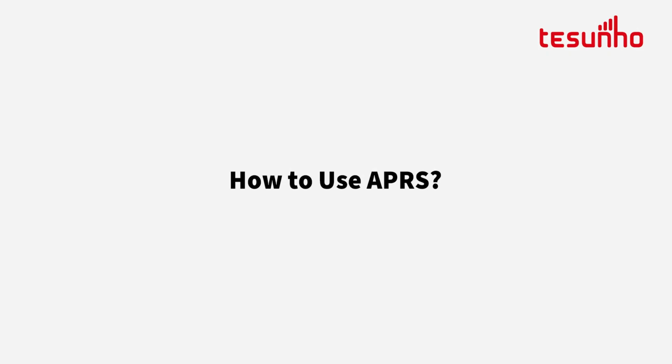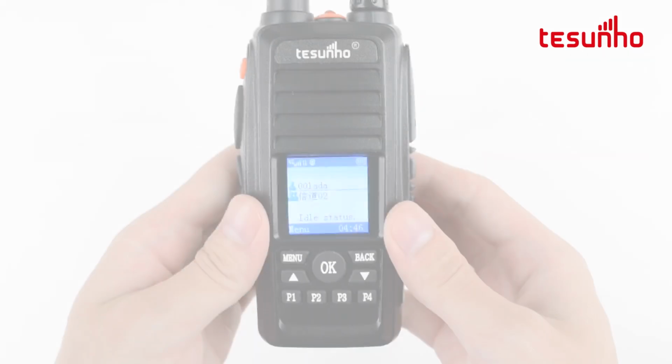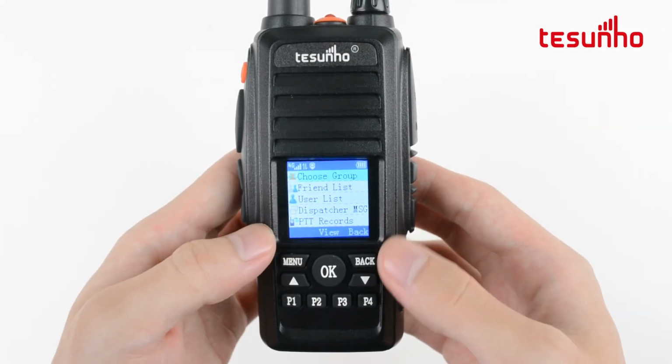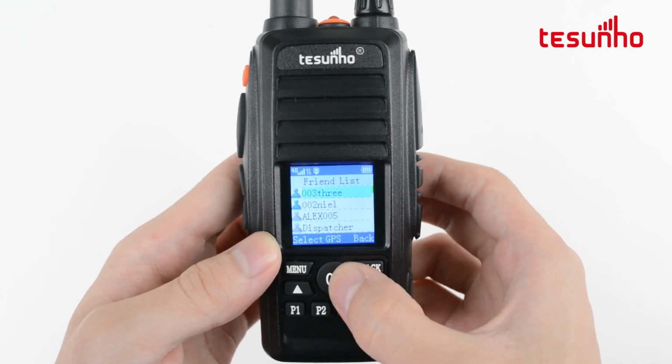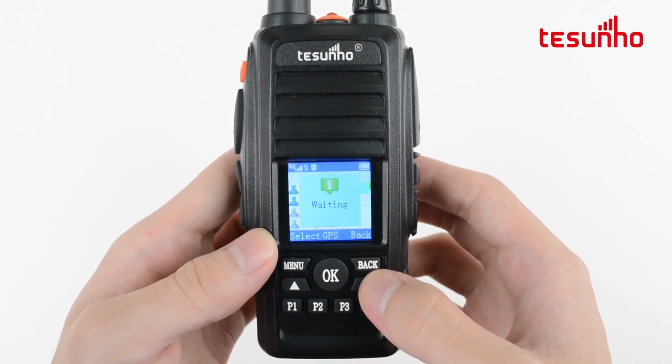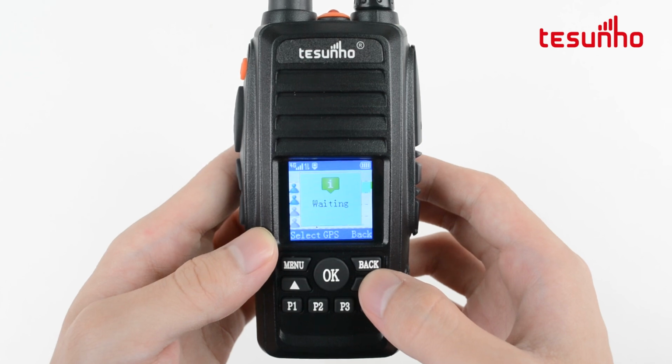How to use APRS. Select Friend List or User List. Press the OK button to check the online member's GPS information. But you have to turn location services on first.